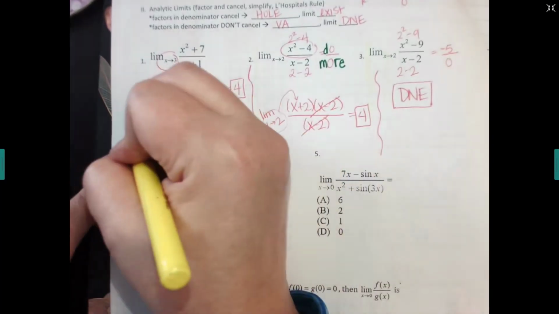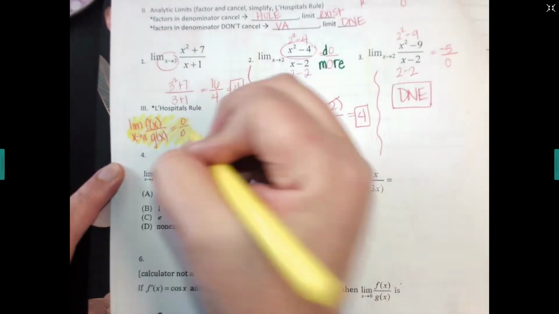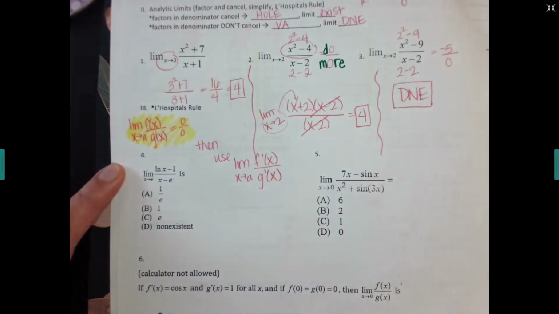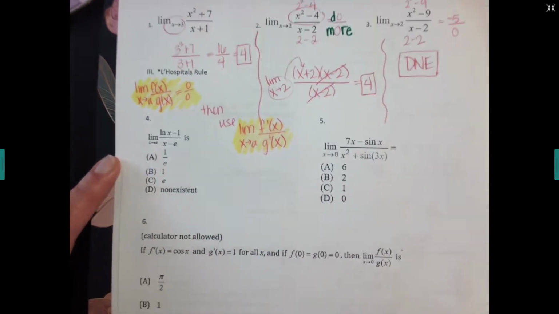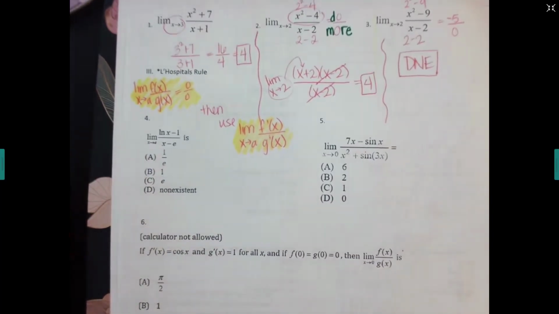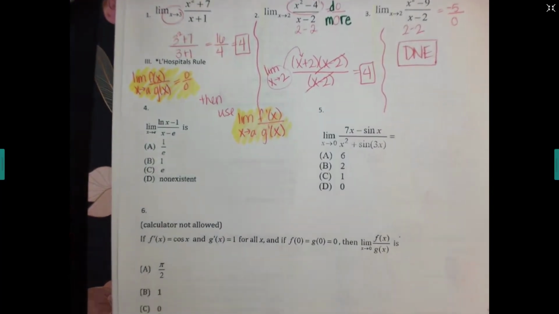So if you get 0 over 0 on a fraction and factor cancel won't work, then you're going to retry the limit by taking the derivative of the top and the bottom. So if f over g gives you 0 over 0, try f prime over g prime. So let's say we're taking a look at number 4. I have ln x minus 1 over x minus e. What is my x approaching?